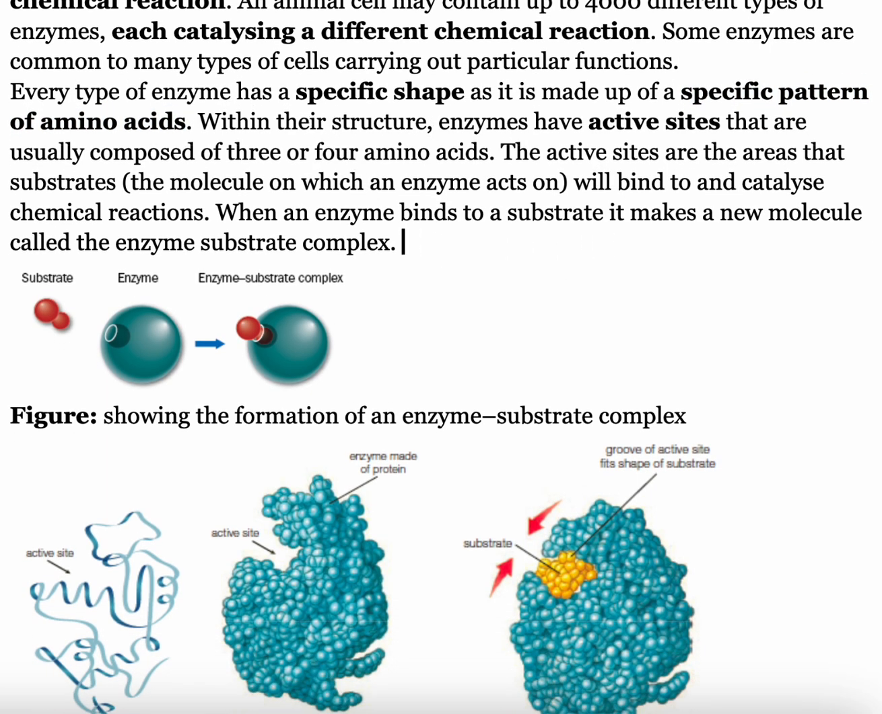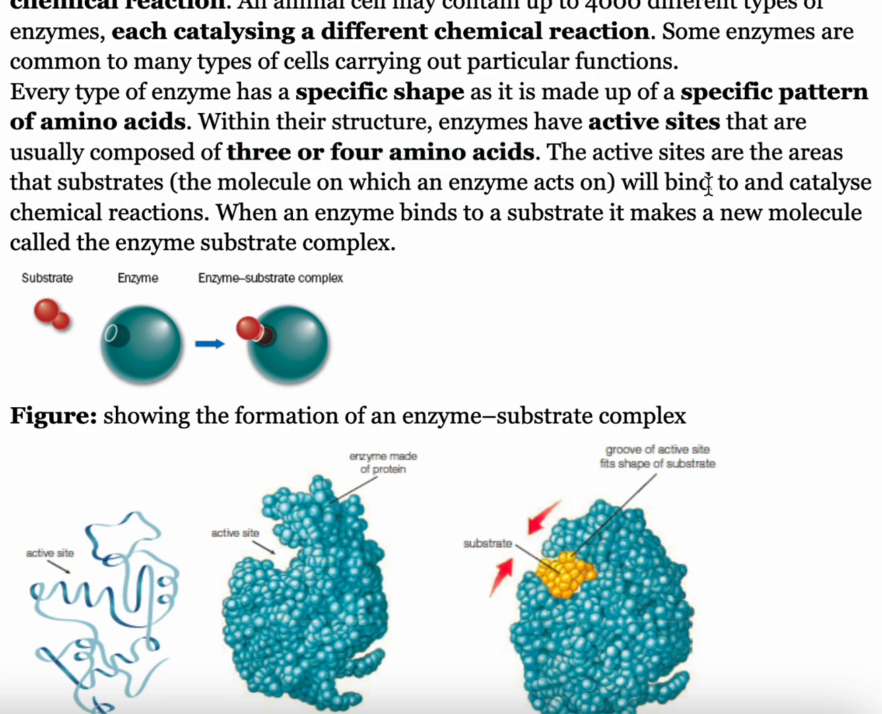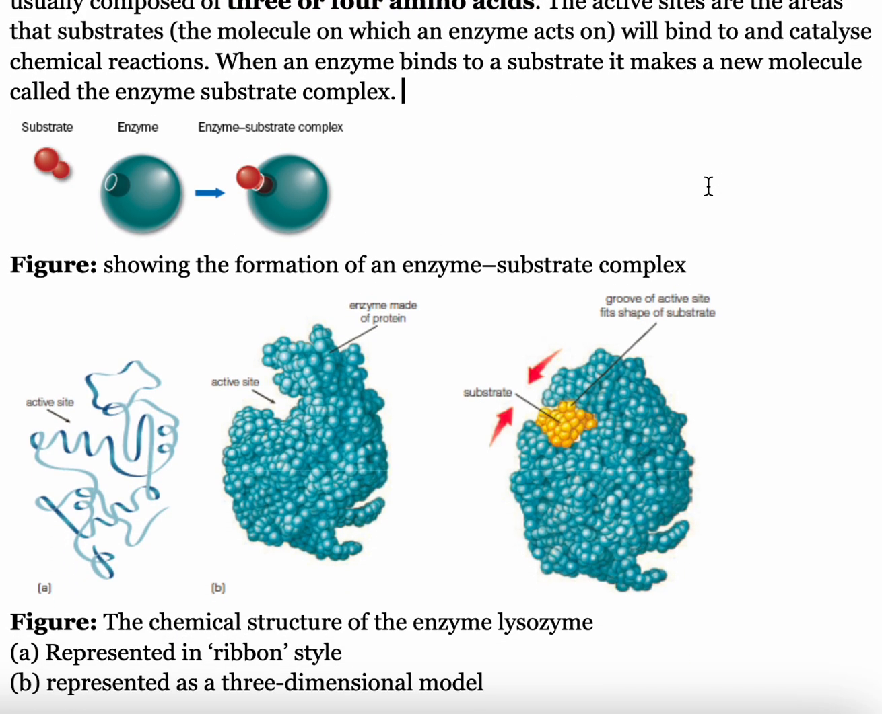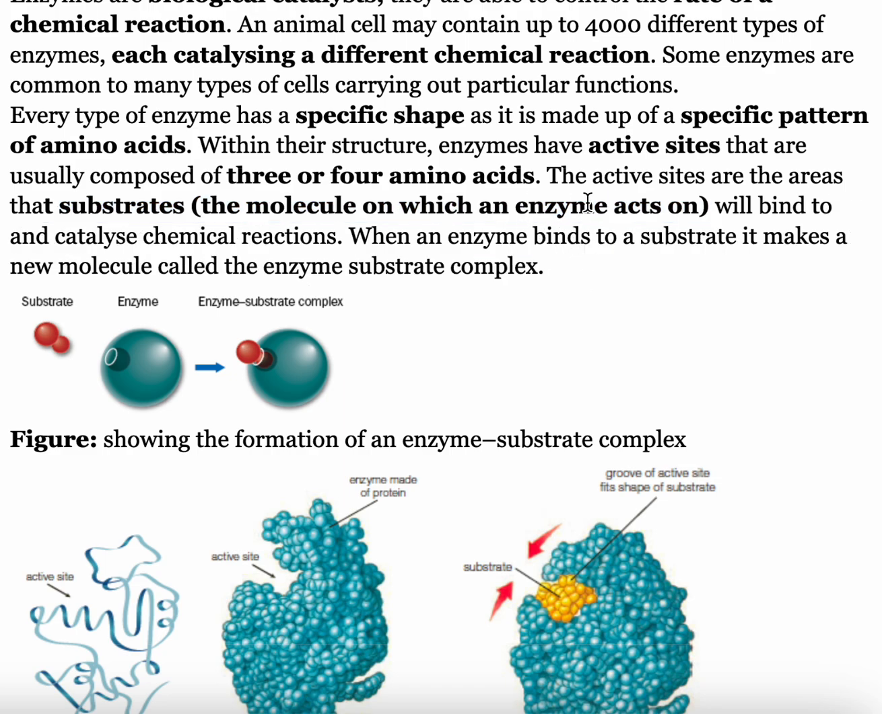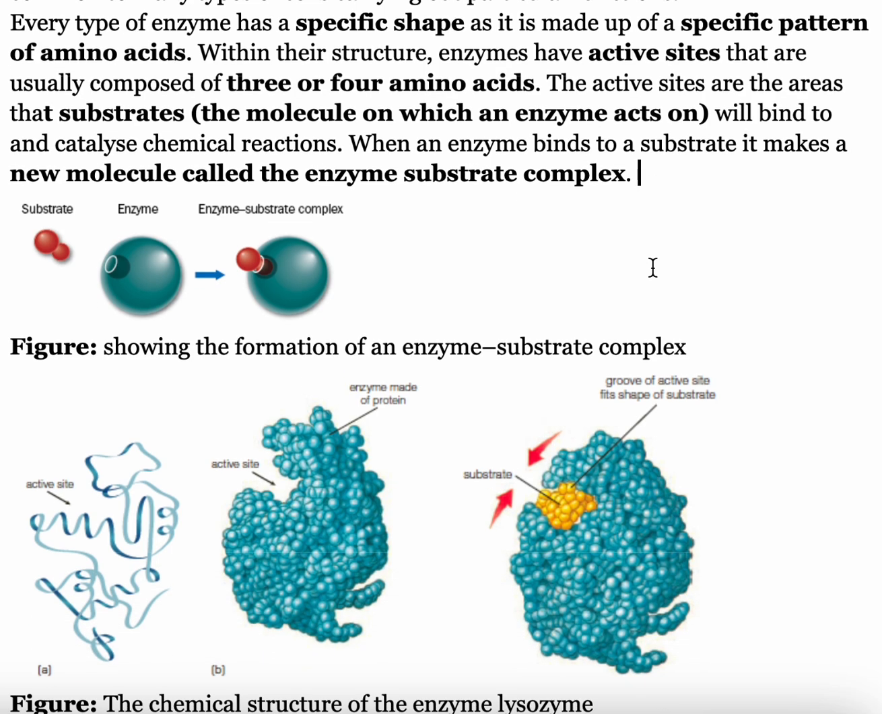Within their structures, enzymes have active sites that are usually composed of 3 or more amino acids. The active sites are areas that substrates, the molecules that the enzyme will act on, bind to in order to catalyze chemical reactions. When an enzyme binds to a substrate, it makes a new molecule called the enzyme substrate complex. I know it does sound a bit complex, but it will get easier.